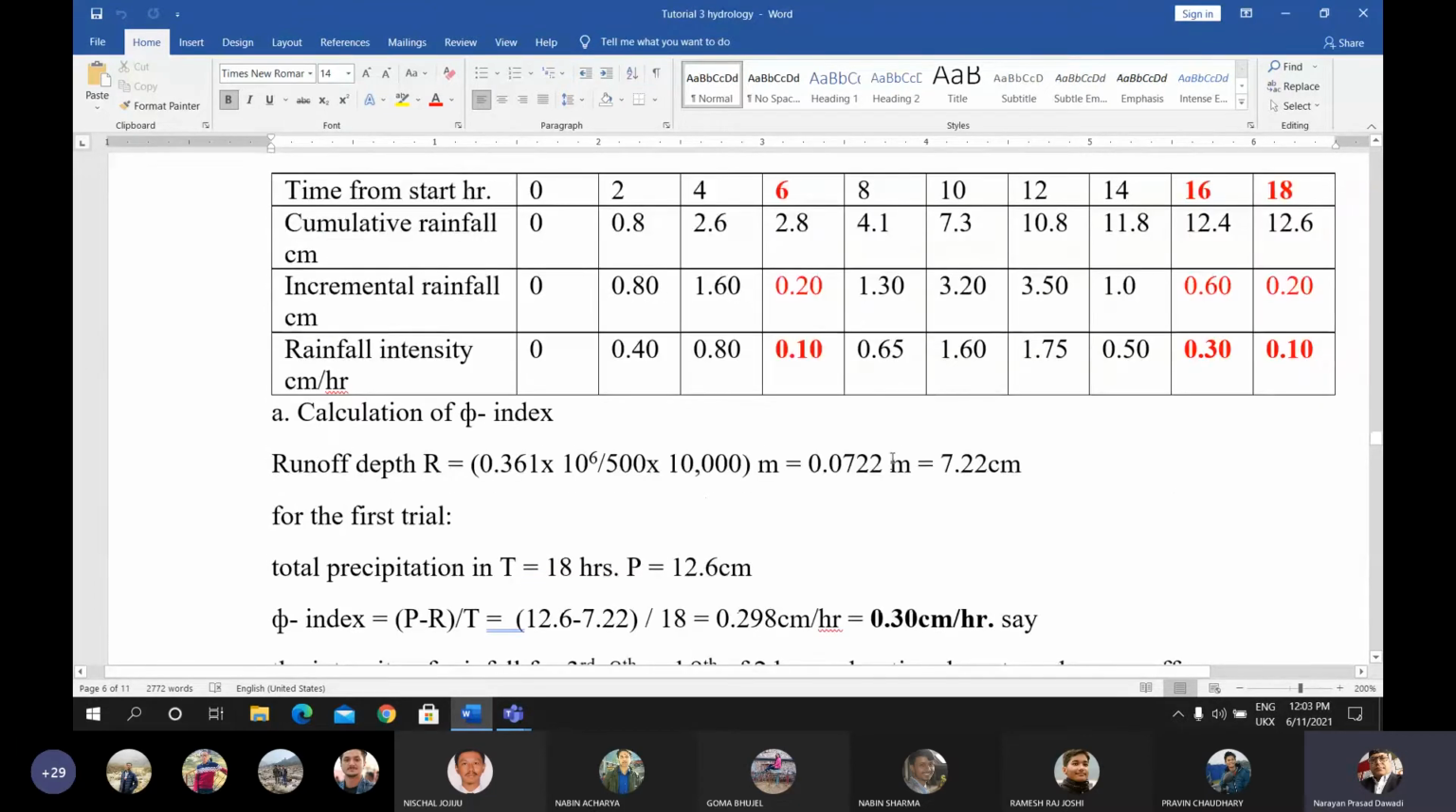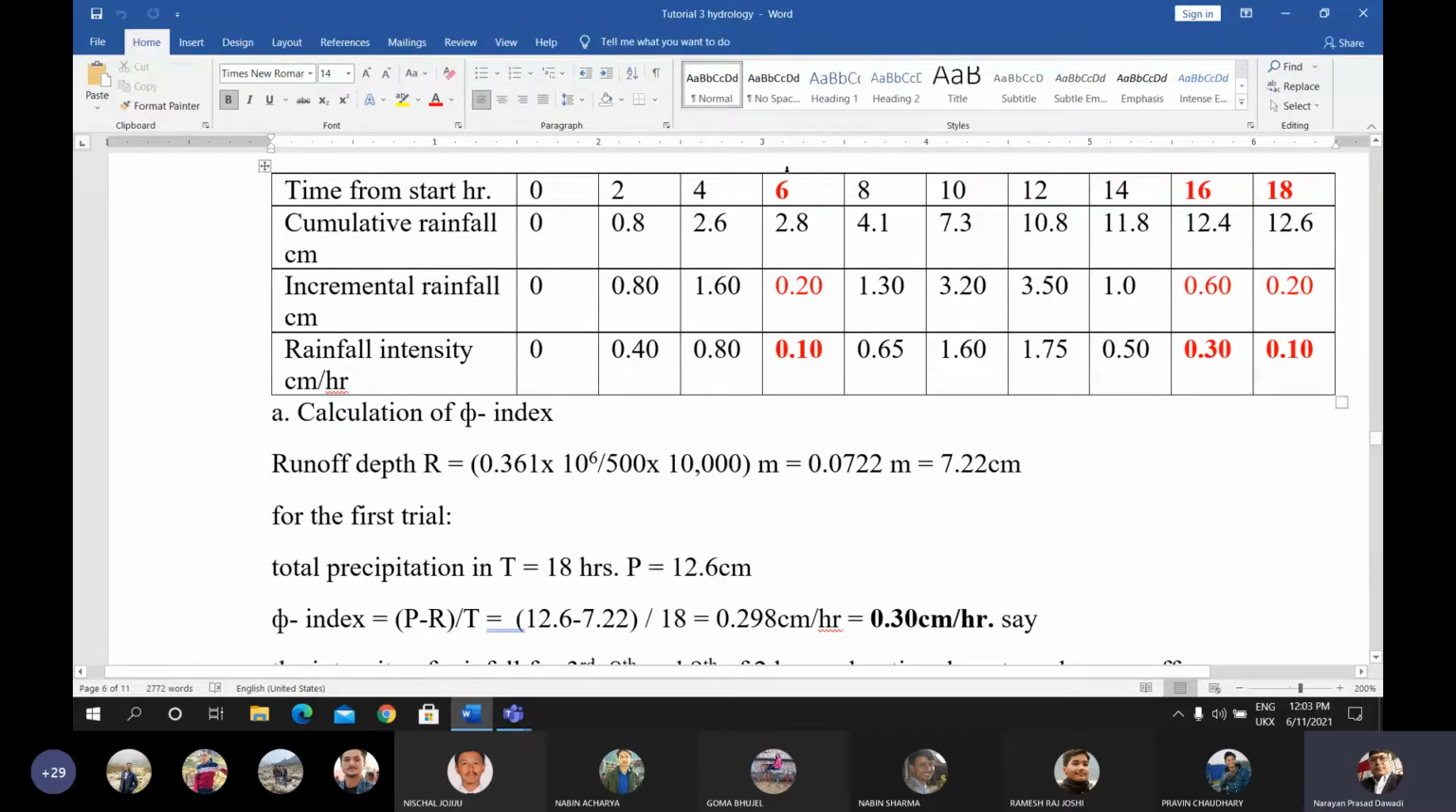Look at the table, and look at the last row, the intensity of the rainfall. The intensity of rainfall is in centimeter per hour and the phi index is also given in centimeter per hour, so compare these. For the first 2 hours, the rainfall intensity is 0.40, which is greater than 0.30. For the fourth hour, the intensity of rainfall is 0.80, which is greater than 0.30.